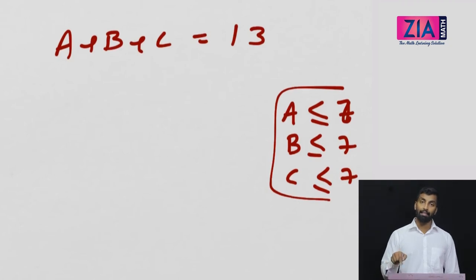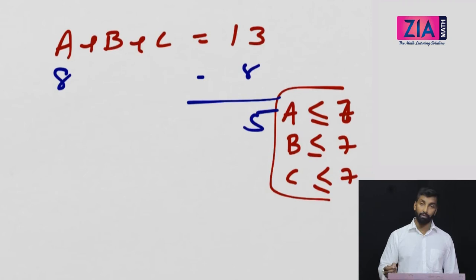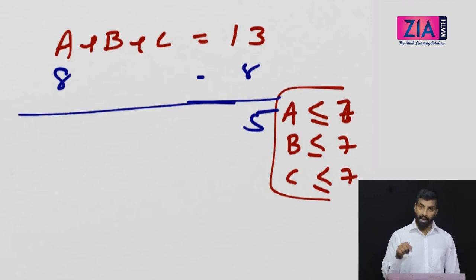So how will you violate the condition? Give 8 to A, give 8 to B, or give 8 to C. So let's see how many ways A can violate the condition, how many ways B can, and how many ways C can. You give 8 to A, and now the condition is violated. So 8 chocolates are used up, how many are left? 5.